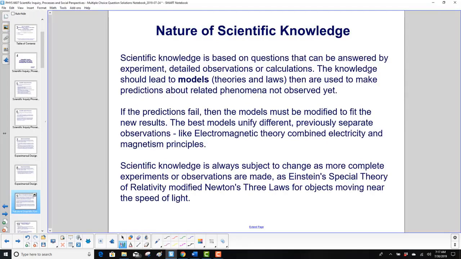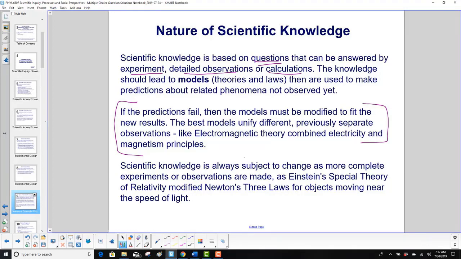Scientific knowledge is based on questions that can be answered by experiment, detailed observations, or calculations. This knowledge should lead to models, such as theories and laws, that are then used to make predictions about related phenomena that are not observed yet. If the predictions fail, then the models must be modified to fit the new results. The best models unify different previously separate topics, like electromagnetic theory, that combine electricity and magnetism.